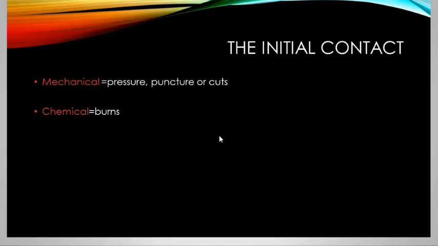First of all, there is a contact. And that initial contact can be either mechanical with pressure, puncture, or a cut, or it can be chemical, as in a burn.